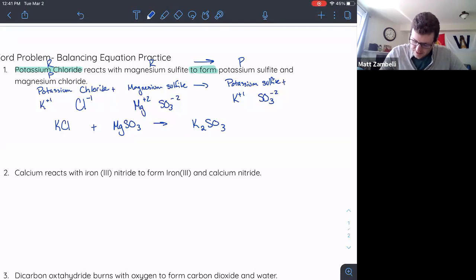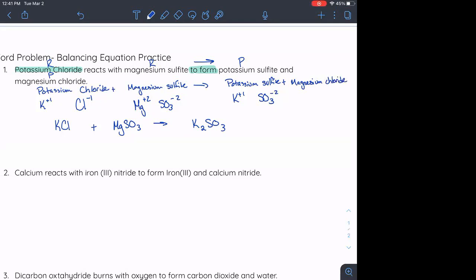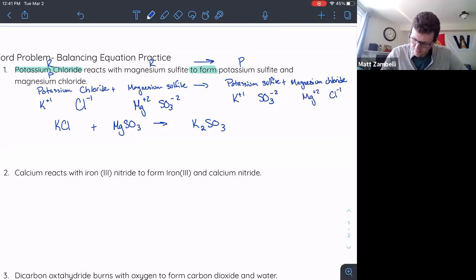And then last but not least, we have magnesium chloride. I'll steal those from over there. Perfect. MgCl2.